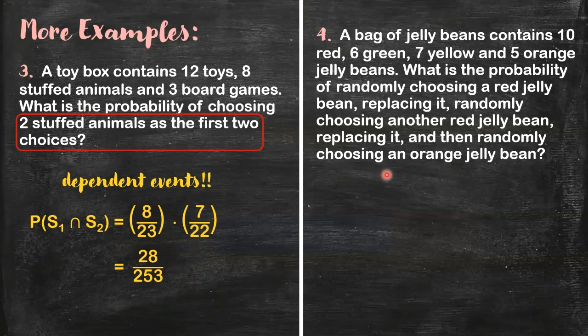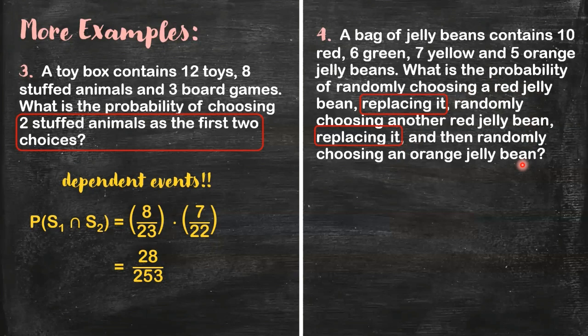What about this problem? Okay? Madali lang kasi may keywords. Nasaan yung mga keywords? Yan, replacing it. Ibig sabihin, ibinalik. Kapag ibinalik, okay, yung mga events ay independent. Okay? But this problem has 3 events. Where are the 3 events?